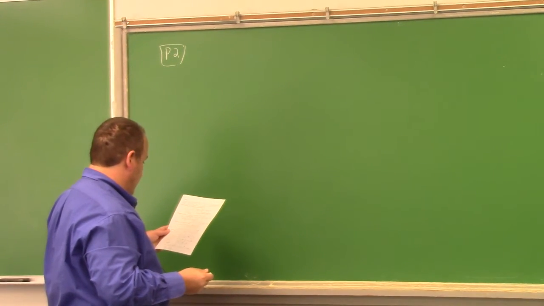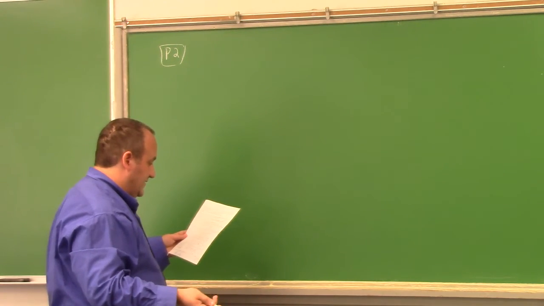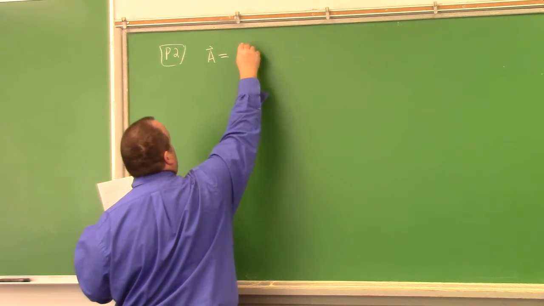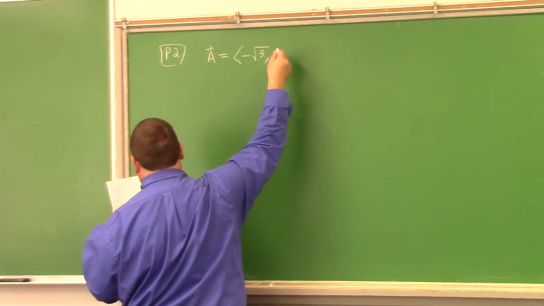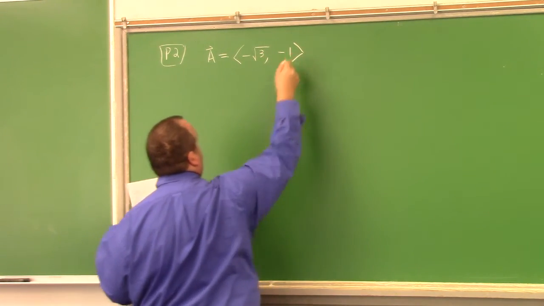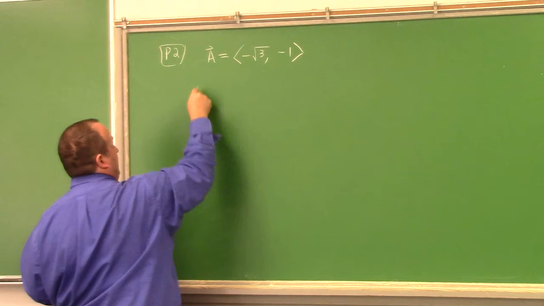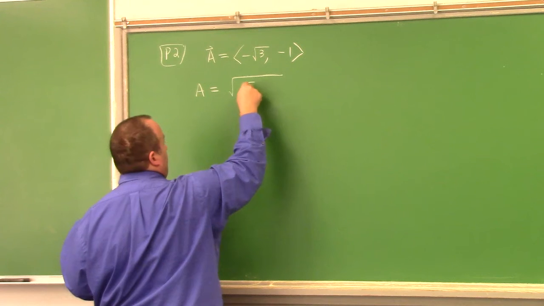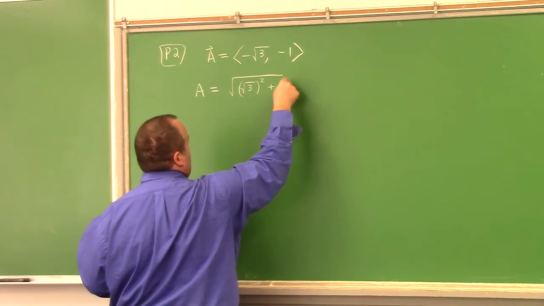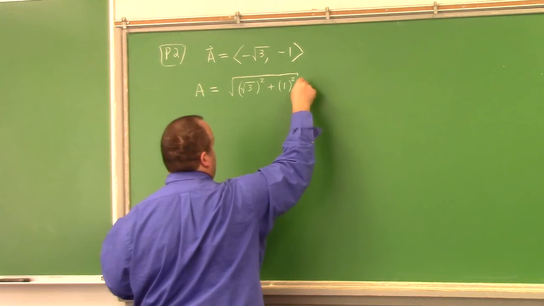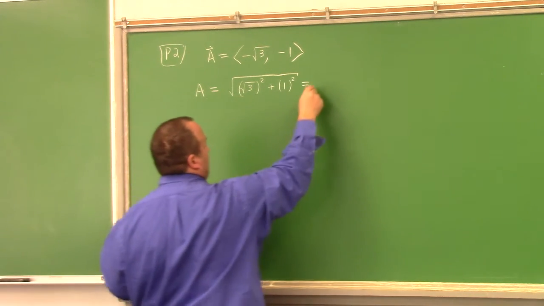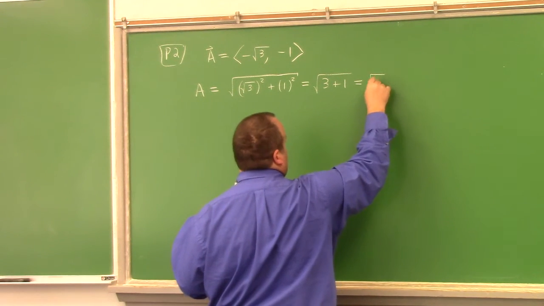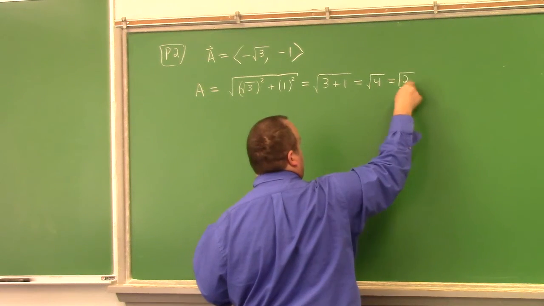Where was I? Find the standard angle in degrees and magnitude of the vector A. We got minus root 3, minus 1, right? So the magnitude of A is the square root of root 3 squared plus 1 squared. You can put minus in there if you want, but the square is just going to eat the minus anyway. So that's the square root of 3 plus 1, which is the square root of 4, of course, which is 2. So the magnitude of the vector is 2.